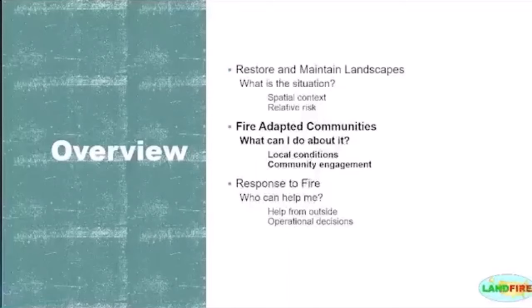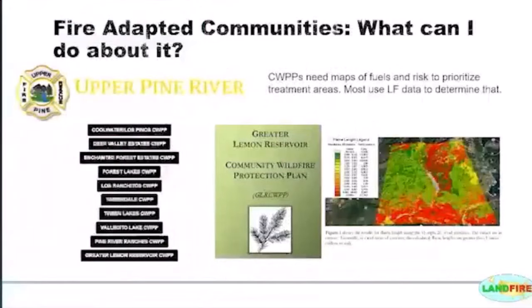All right, so I'm going to move on to the local applications. In order to do the community wildfire protection plans, you need some estimate of risk for your local area. This is just an example from Colorado, one fire protection district that has this many CWPPs. They used a local FlamMap for their fire behavior to get an understanding of their risk.